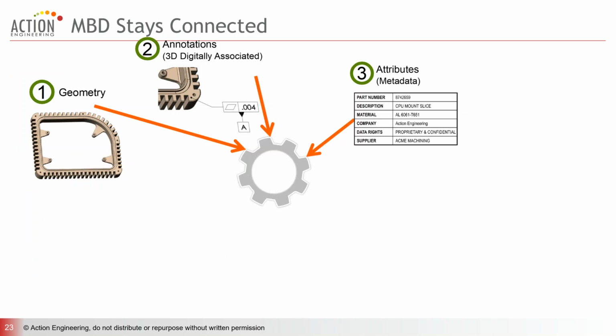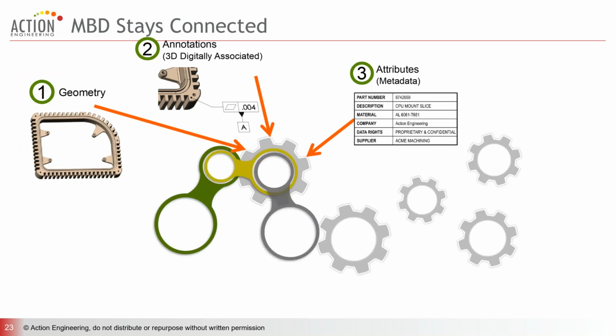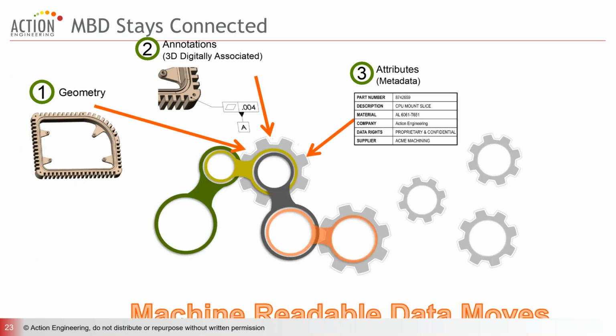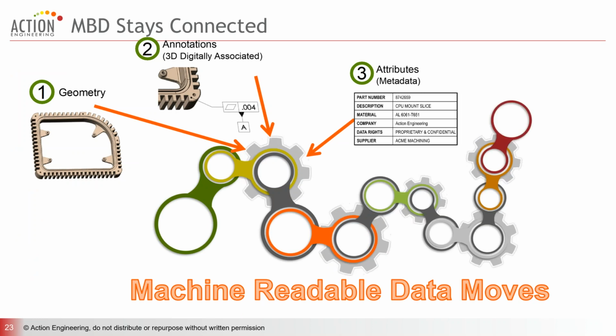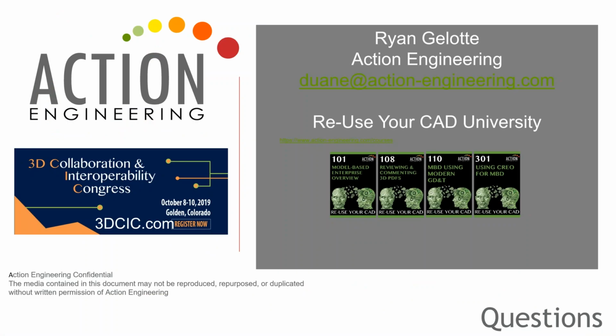So in summary, MBD stays connected, and it really enables the digital thread. Right? This machine-readable data can move throughout the process using MBD, and QIF very much enables this machine-readable data's consumption in quality and inspection. So that concludes my presentation today.